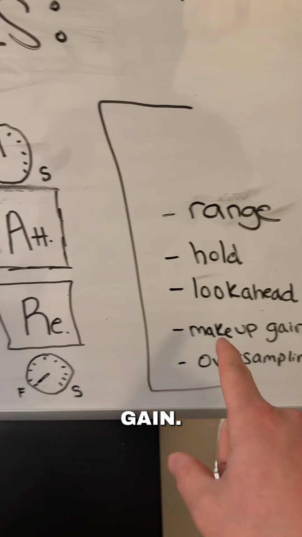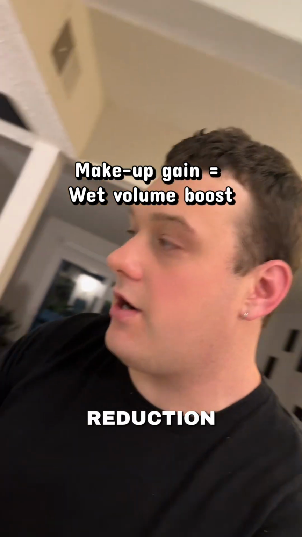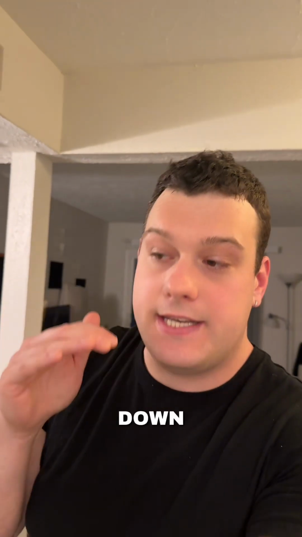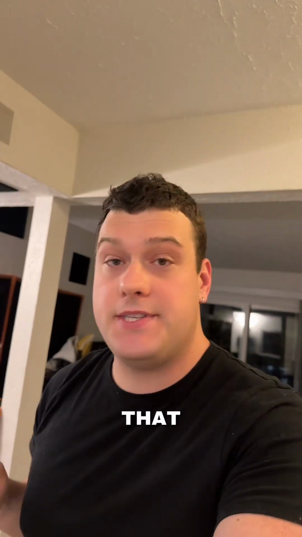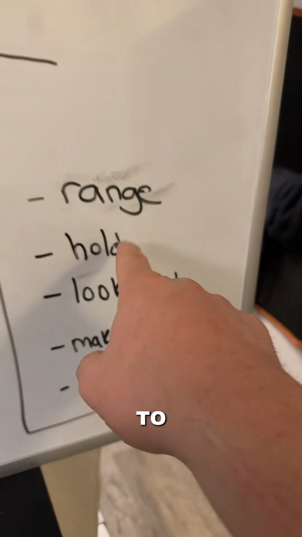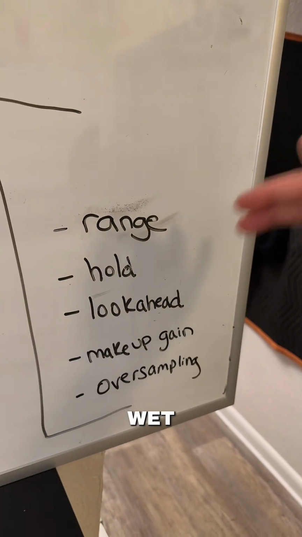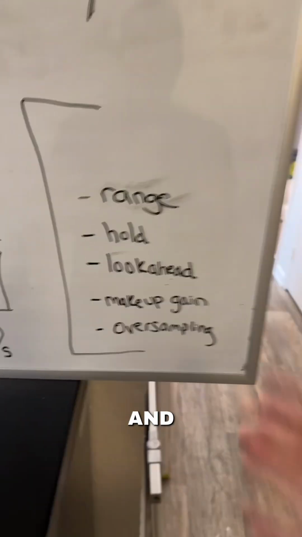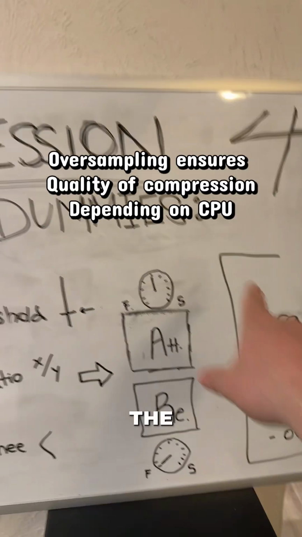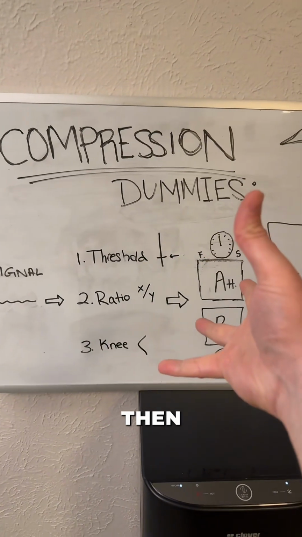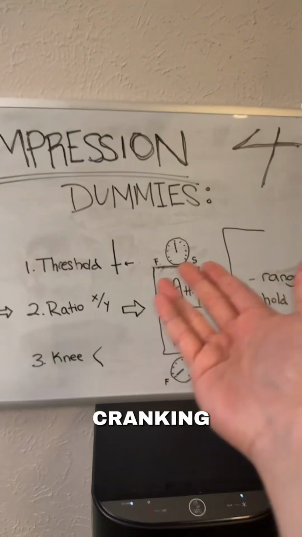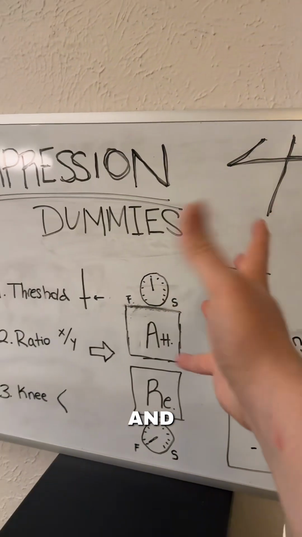And then makeup gain, we talked earlier about gain reduction, and you're bringing down the gain, you're bringing down the volume, but you're bringing up the density. Sometimes that isn't enough, and you need to crank the makeup gain or the wet gain to make up for that. And then oversampling is just the plugin working overtime and making your CPU go burr. And then it's just cranking your shit to get a better sound and reducing harmonics.